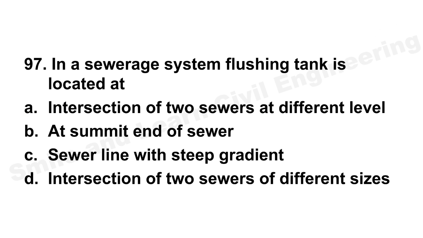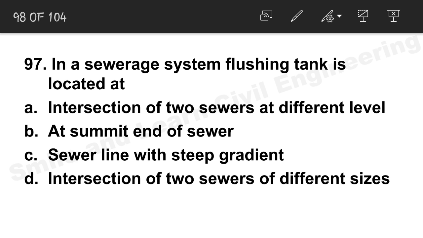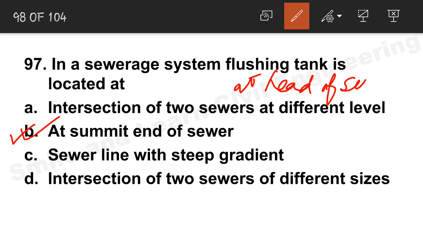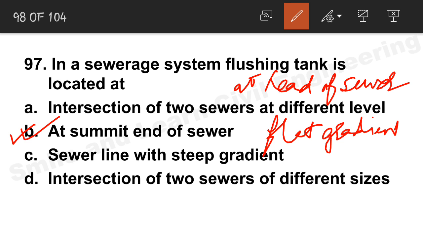Question number 97, sewerage system flushing tank is located at. So the flushing tank is at the summit end, I think, because it is actually at the head of sewers, because it will allow quick flushing. Or it is also present in flat gradients or dead ends. This is very important, just remember this.